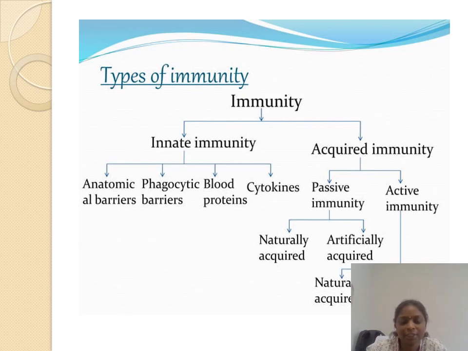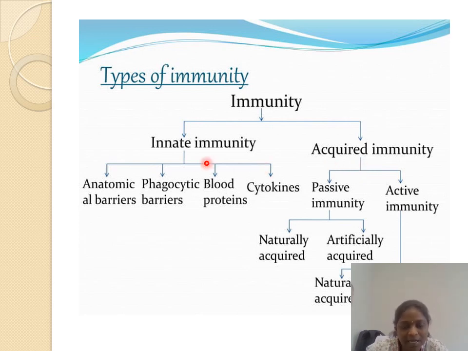Till now we have discussed the introduction of immunity, like what is antigen, what is antibody, what is immunity, and what are the cells involved in immunology. Now we are going to discuss types of immunity. We mainly have two types: innate immunity and acquired immunity. Innate immunity is present from birth, whereas acquired immunity is formed once we get exposed.